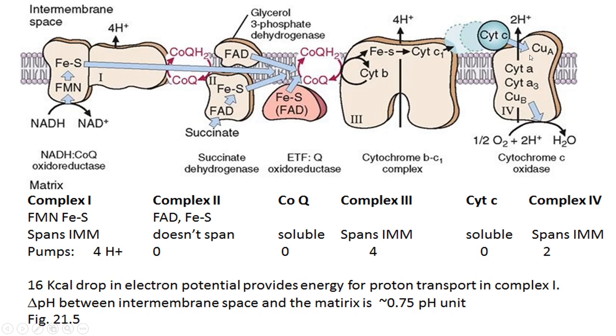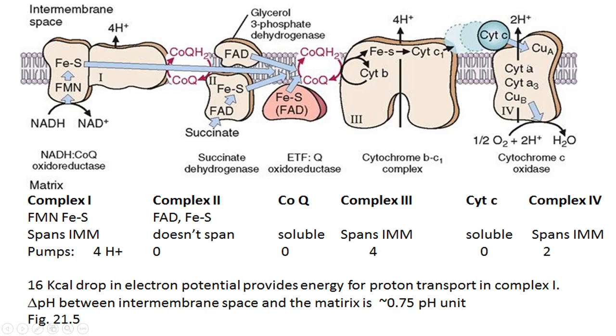The types of copper here are CuA and CuB, so it contains two coppers. Cytochrome a and a3 each contain a heme and two different proteins that each contain copper, and these are called CuB and CuA.